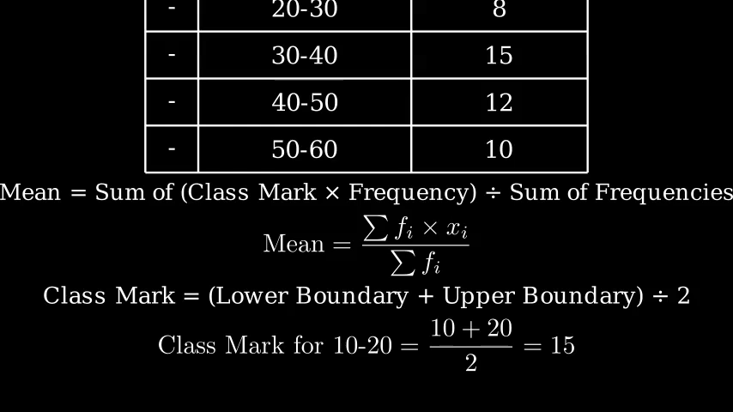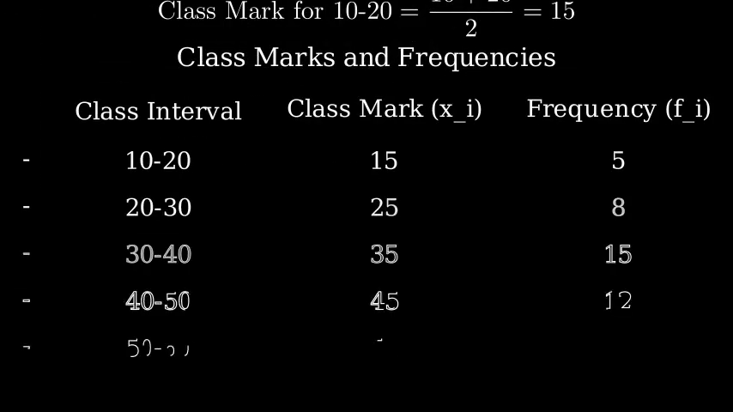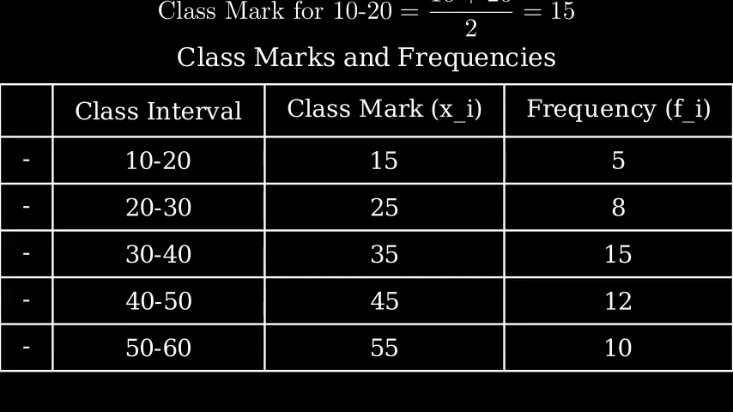Let's calculate the class mark for each interval in our example. For the interval 10 to 20, the class mark is 15. For 20 to 30, it's 25. For 30 to 40, it's 35. For 40 to 50, it's 45. And for 50 to 60, the class mark is 55.